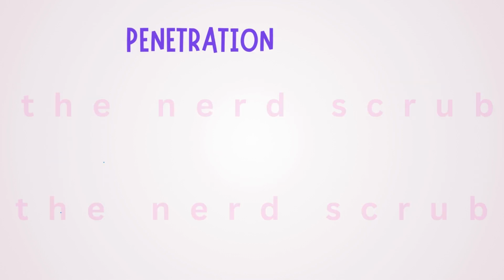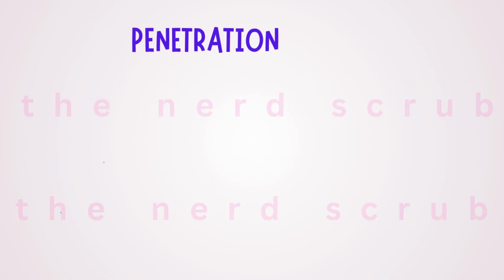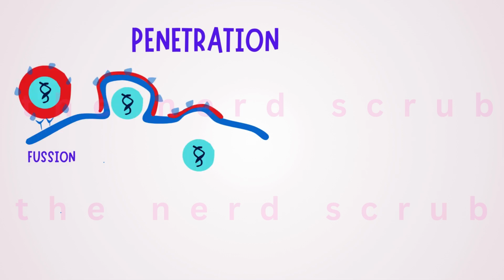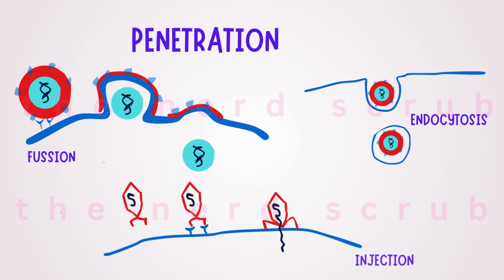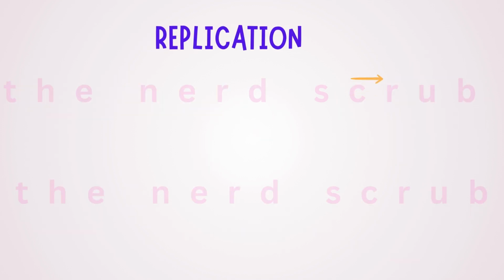Once the virus is attached, it proceeds to the penetration stage. There are several mechanisms by which viruses can enter host cells, including direct fusion, endocytosis, or injection. Enveloped viruses like influenza virus typically enter through endocytosis, where the host cell engulfs the virus in a vesicle. And bacteriophages inject their genetic material directly into the bacterial cell and leave their capsid outside.